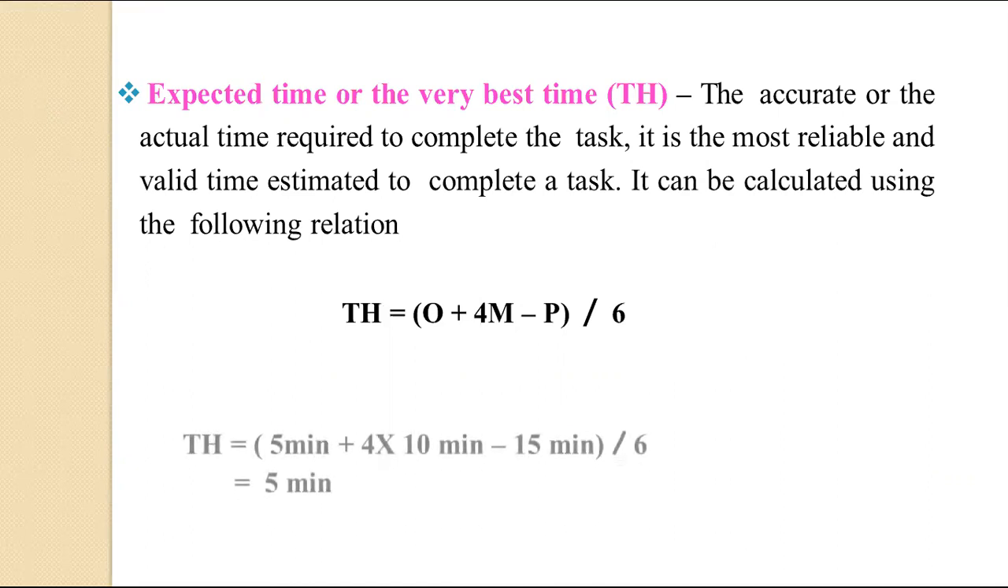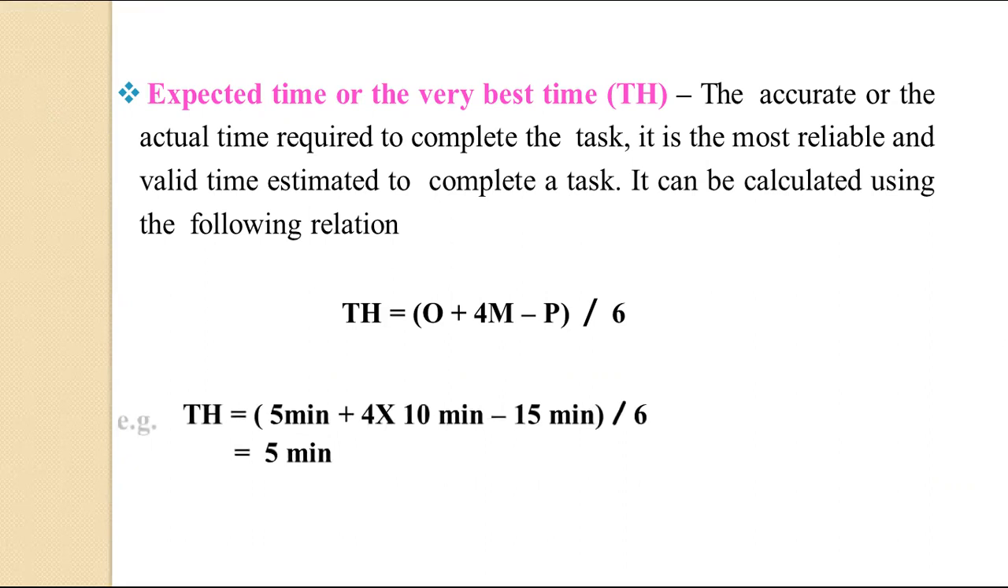Here we are given a small example, that is TE is equal to 5 minimum plus 4 into 10 minimum plus 15 minimum by 6. Here 5 is the minimum value of the optimistic value, and 10 is the minimum value of the most likely time, and 15 is the pessimistic time. So by using this formula, we calculated the expected time or the very best time, TE.